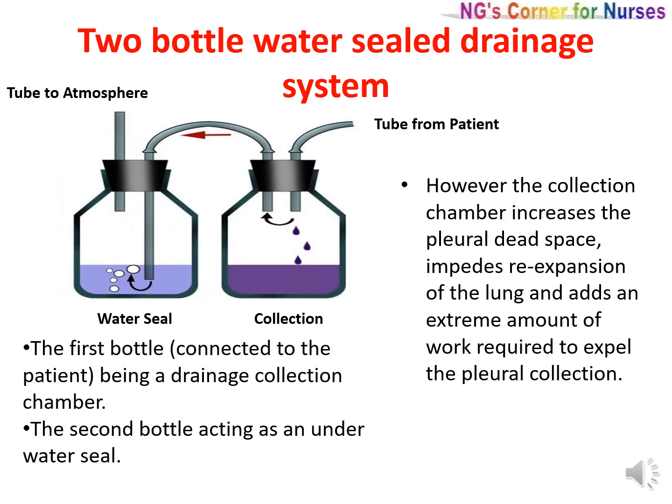Next, coming to the 2 bottle water seal drainage system. In this 2 bottle system, the first bottle, which is connected to the patient, is the drainage collection chamber, and the second bottle acts as an underwater seal, that is the water sealed chamber. However, the collection chamber increases the pleural dead space.